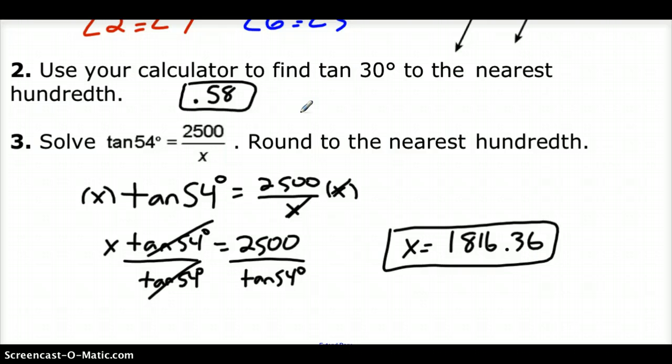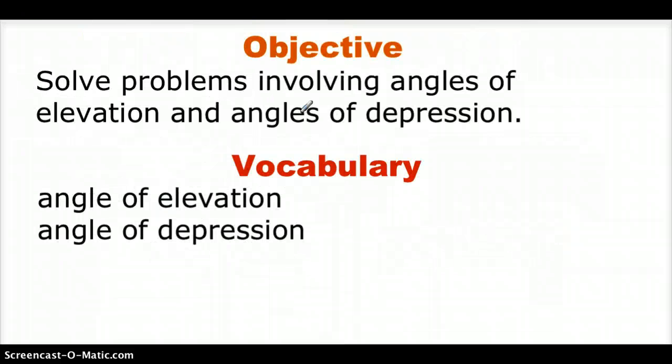These are skills that are going to play into what we're going to learn today with angles of elevation and angles of depression. Our objective for today is to solve problems involving angles of elevation and angles of depression. The vocabulary we'll cover is what exactly an angle of elevation is and what an angle of depression is.